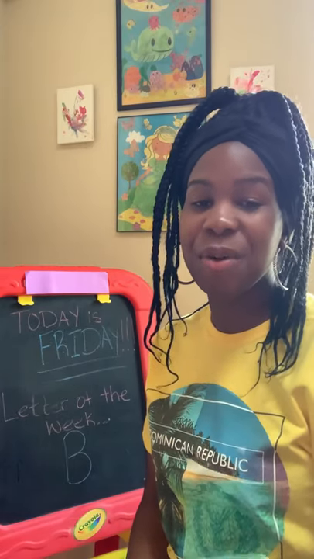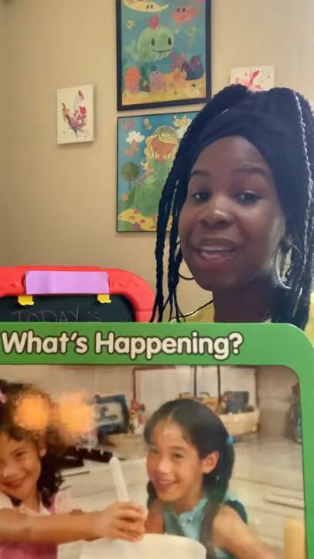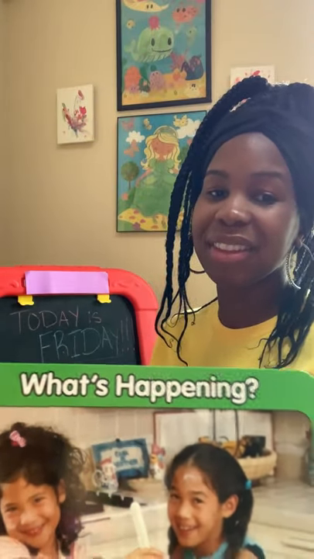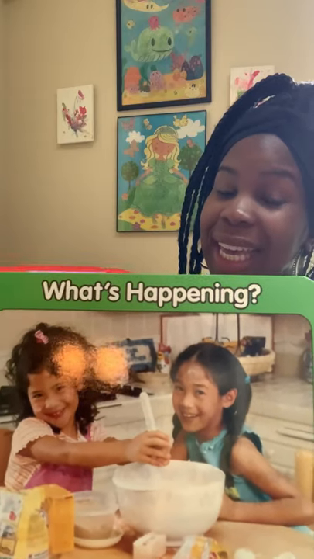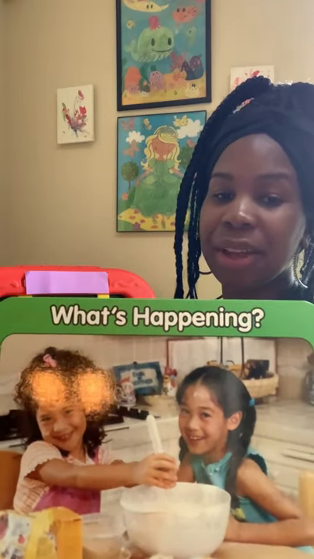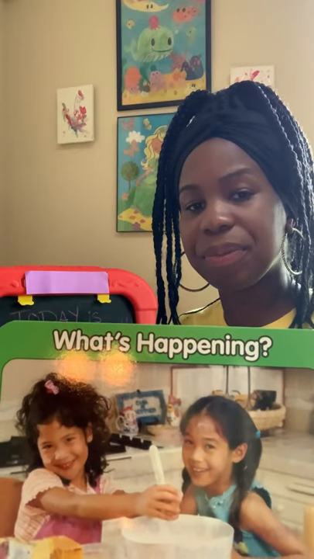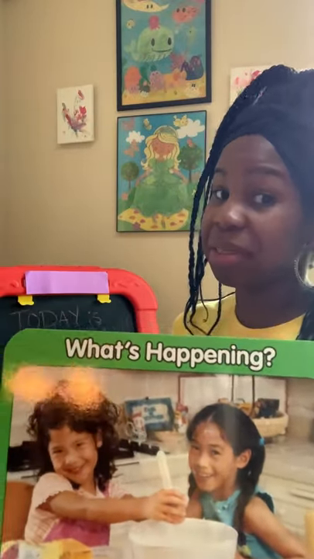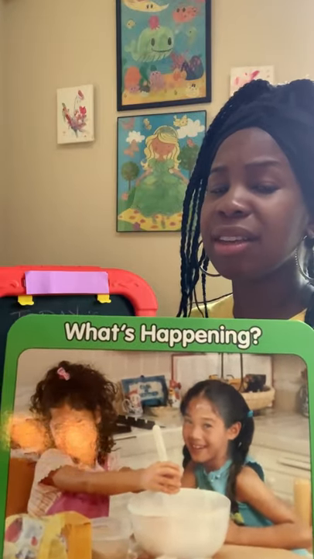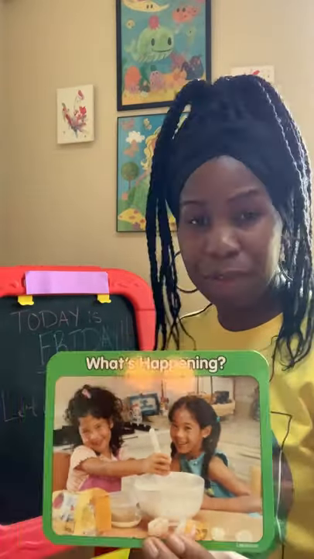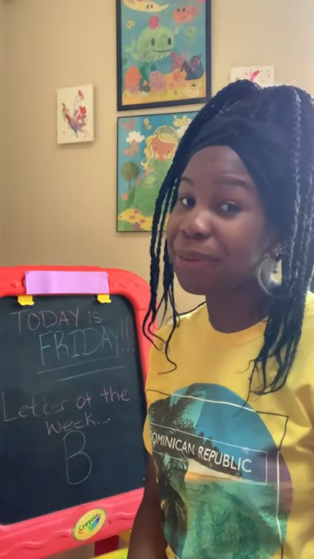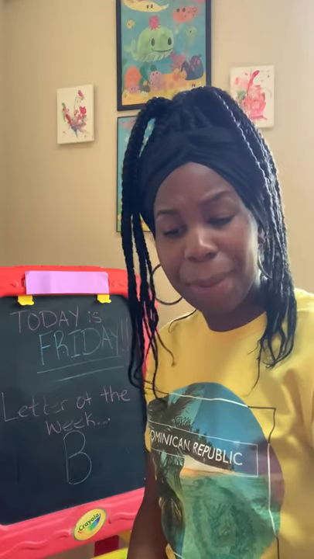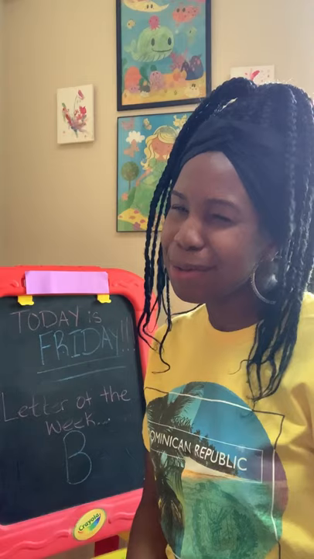All right, our next card. What's happening? There you go. It looks like they are baking. The little girls are baking. What do you think they are baking? Ooh, a cake. That sounds good. Cookies? Oh, what about cupcakes? Mm-hmm. Brownies? That's a good choice too. All right. Have you ever baked? Baking can be pretty fun. Maybe you should ask your parents if you can bake with them. See what they say.